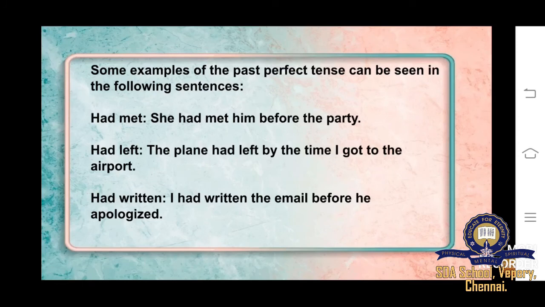Some examples of the past perfect tense can be seen in the following sentences. Had met. She had met him before the party. Next one, had left. The plane had left by the time I got to the airport. Third one, had written. I had written the email before they apologized.